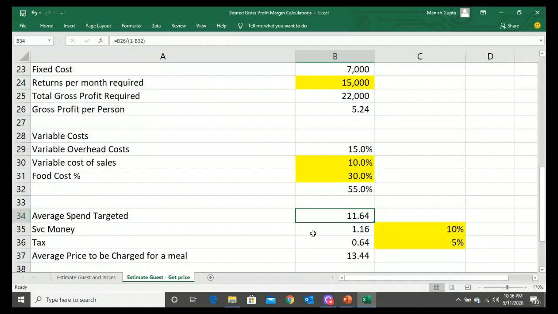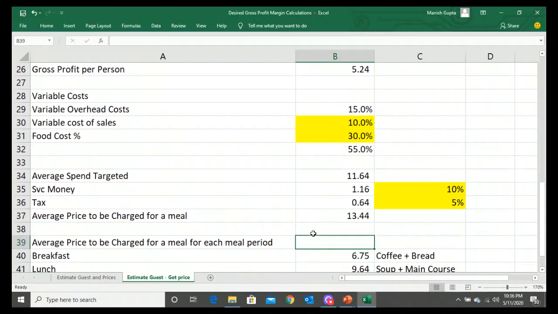So let's look at the meal period as well. The average service money is 1.16, then tax, then the total money that we need to charge for a meal is 13.44. 13.44 is the whole day average. You will not be able to charge the same price in lunch, dinner and breakfast, so you need to divide this spending into each meal period. So how do we do that?